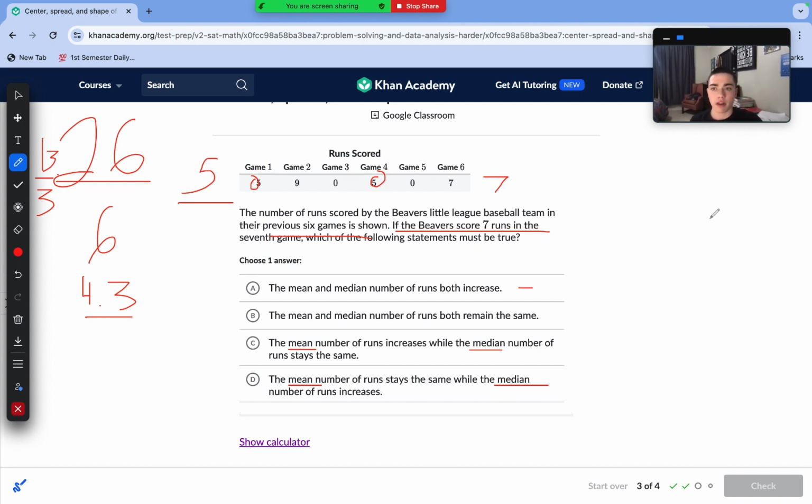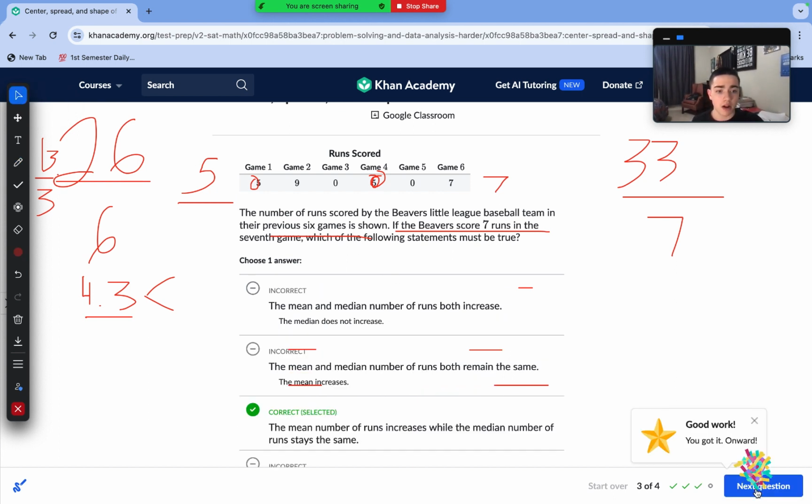So our mean is obviously going to increase. We're going to go from 26 over 6 to 26 plus 7 over 7. 26 plus 7 is 33. 33 over 7 is a larger value. So our mean is going to increase. But let's take a look at our median. If we have 7 values, our median is our 4th highest value, and our 4th highest value is 5. So that means our mean is going to increase, but our median is going to stay the same. So answer choice C would be correct here.